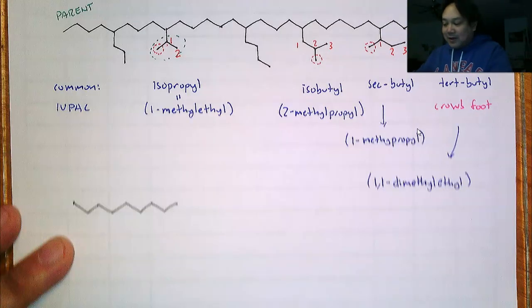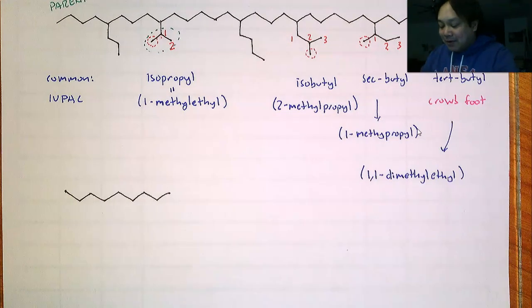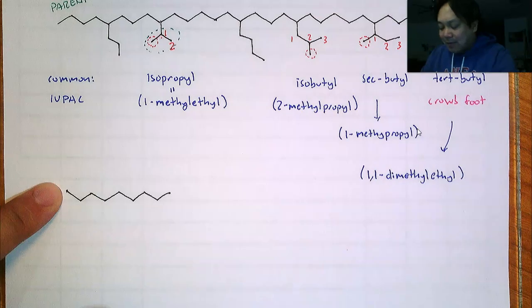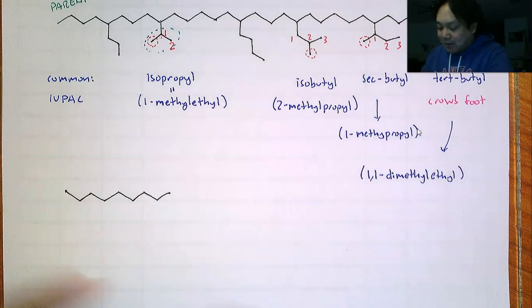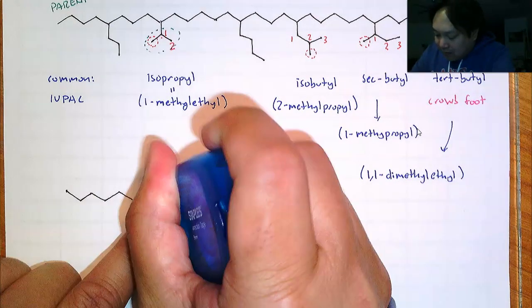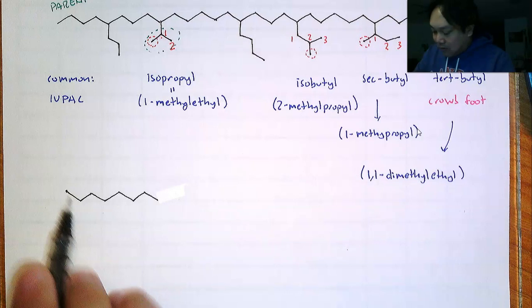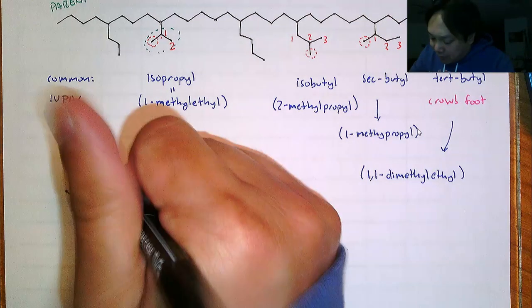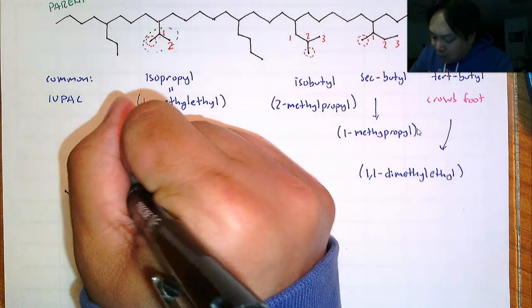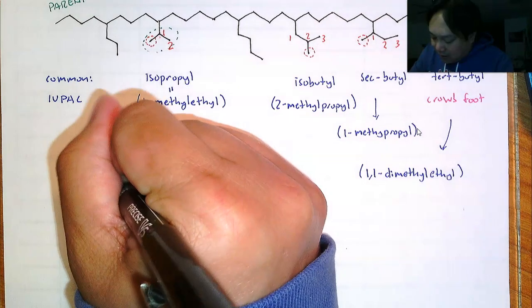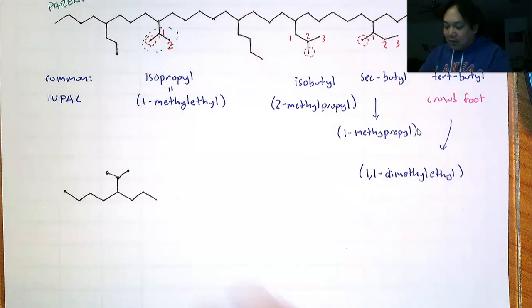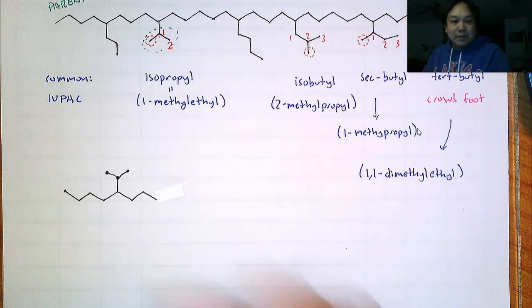Okay, that can't be right. 8 is an even number. So if I start out at the top, the 8th carbon has to be at the bottom. Okay. And I want to put this group 1, 2, 3, 4, 5. I want to put a Y at that carbon right here. Okay.